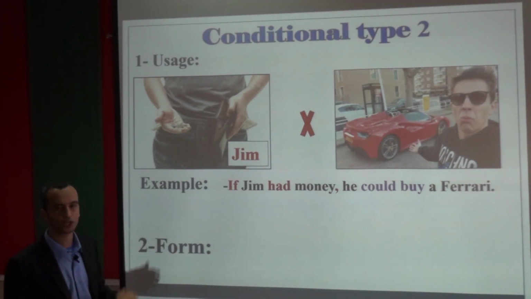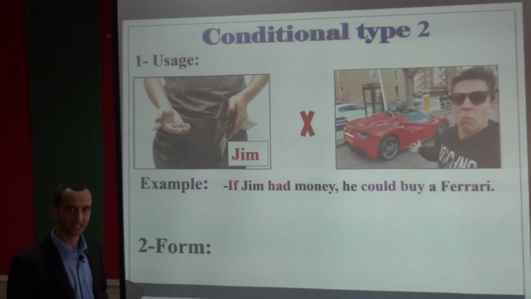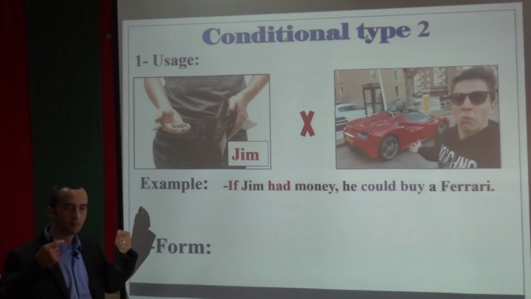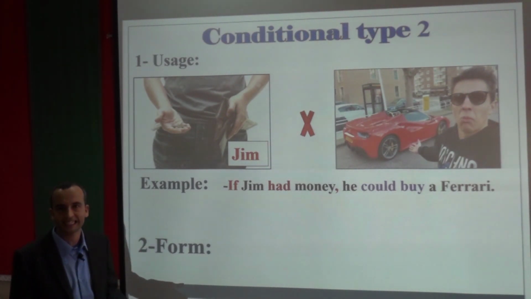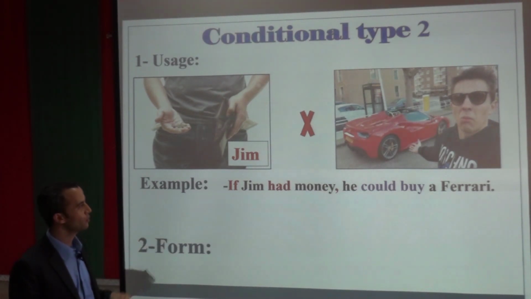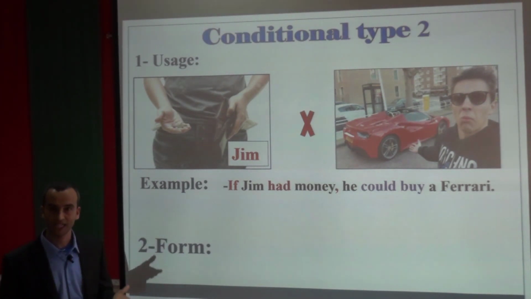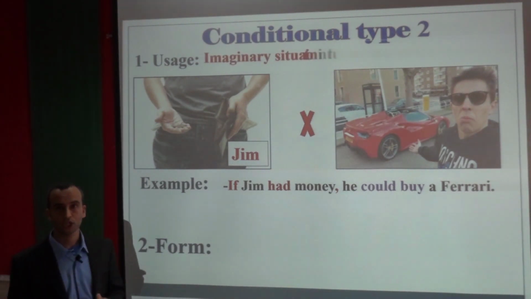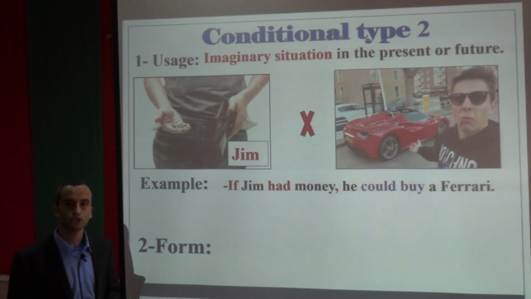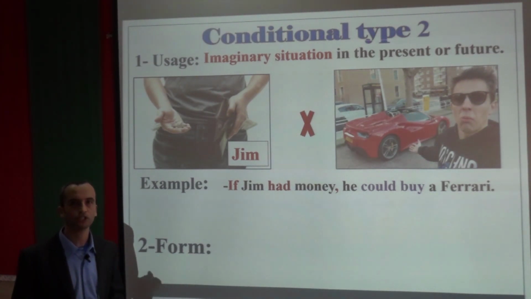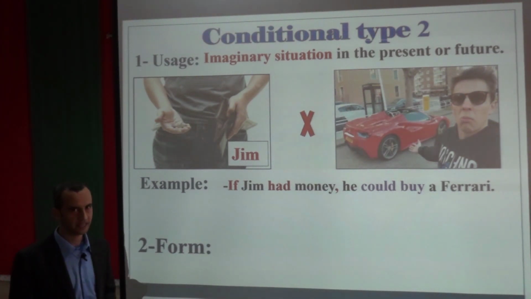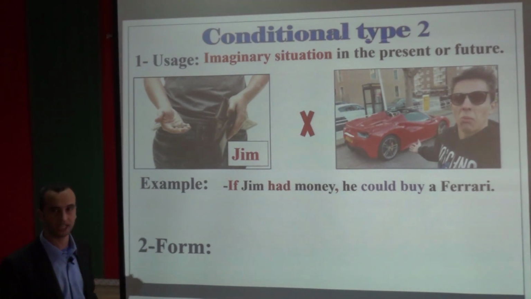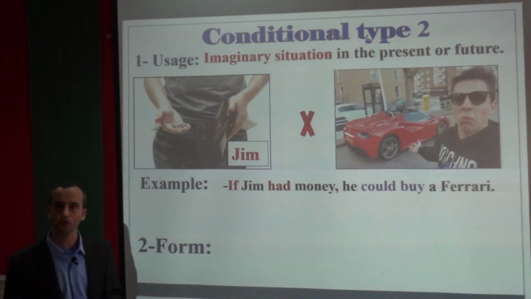So this is a situation in which we use conditional type 2. We imagine the opposite of the situation that exists in the present. So here we are talking about the usage. So we say we use conditional type 2 to talk about imaginary situations in the present or future. Right? Great. So this is the usage. Now let us discuss the form.